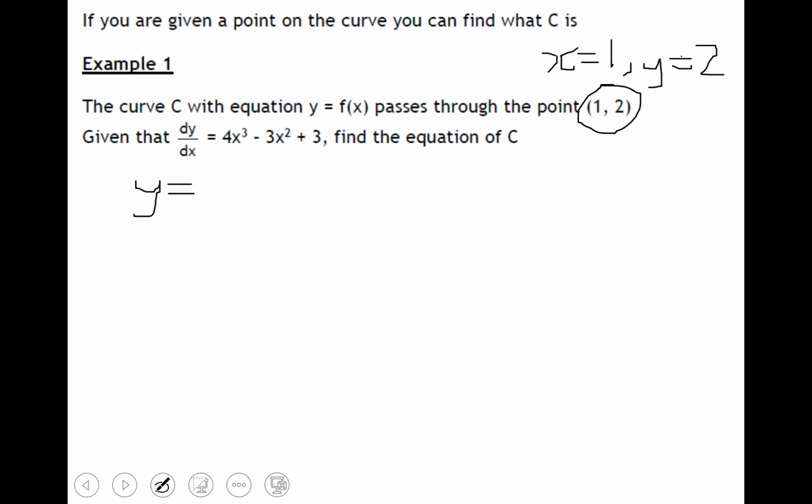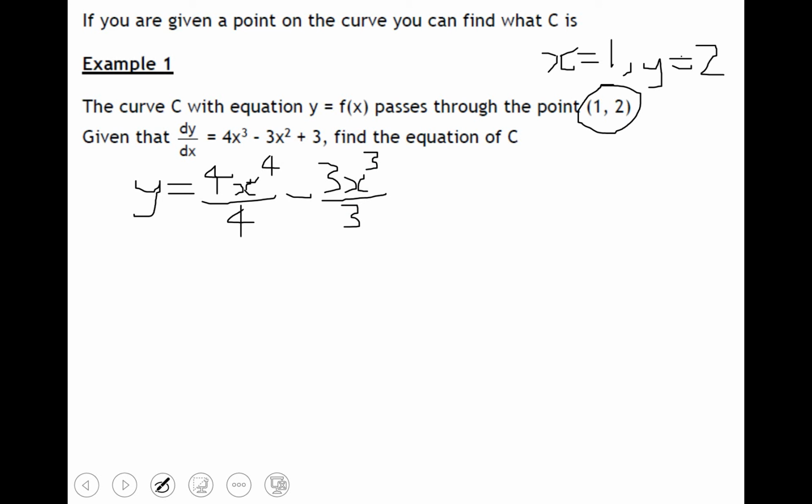So as we did before, to integrate we add 1 to the power and divide by the new power. So we end up with 4x to the power of 4 over 4, as 3 plus 1 is 4. Minus, we've got 3x squared, the power is 2, add 1, we get 3, divide by the new power, so 3x cubed over 3. And then we've got the constant 3 on its own.